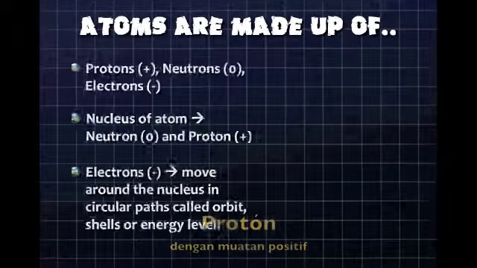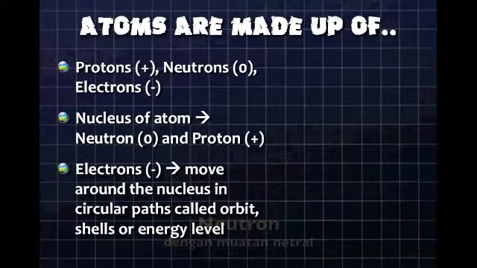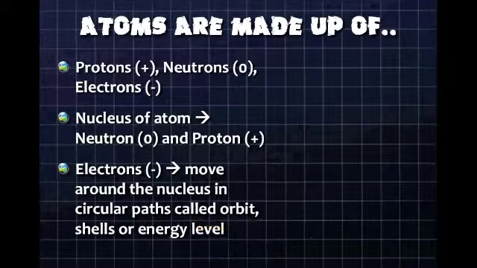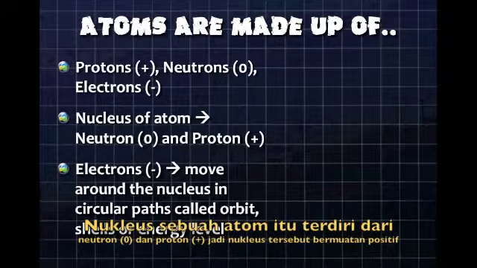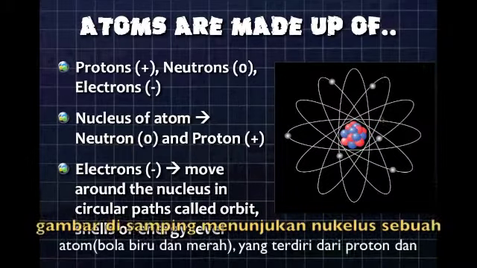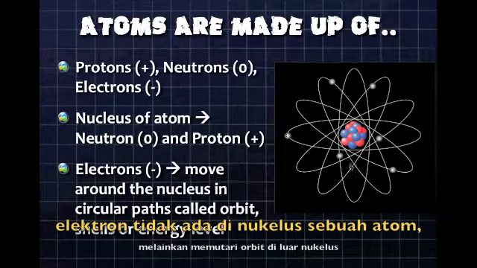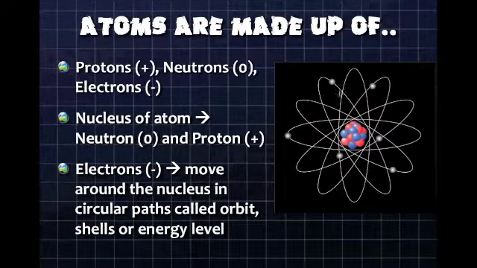Atoms are made up of protons with a positive charge, neutrons with a neutral charge, and electrons with a negative charge. The nucleus of an atom consists of neutrons with a neutral charge and protons with a positive charge. So basically the nucleus has a positive charge. In this picture, the blue and the red balls are the nucleus of the atom, so it is the neutrons and the protons. And the electrons are moving around the nucleus in circular paths called orbits, shells, or energy levels.